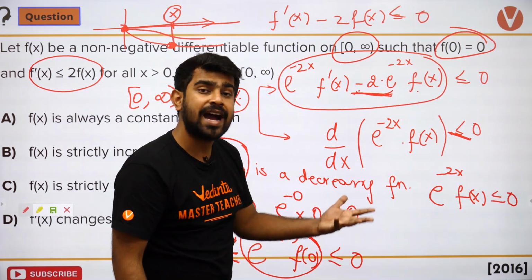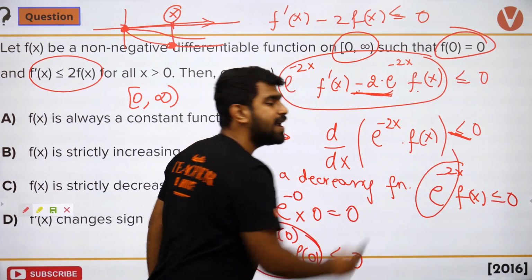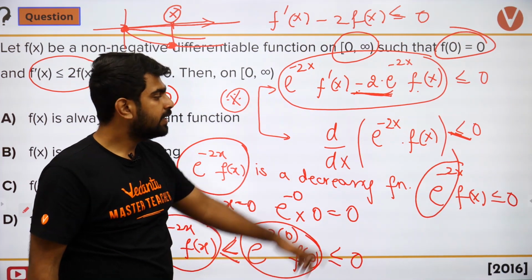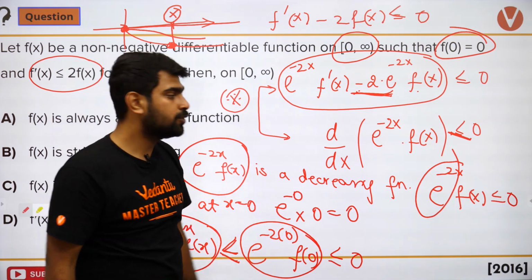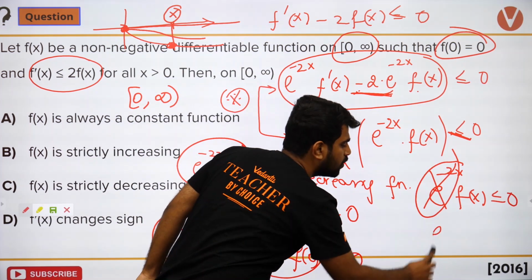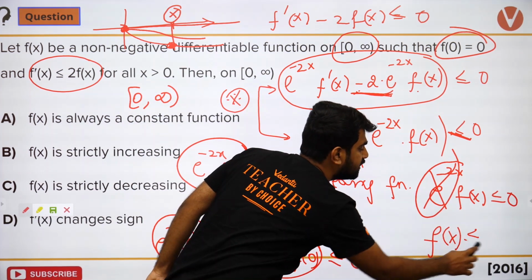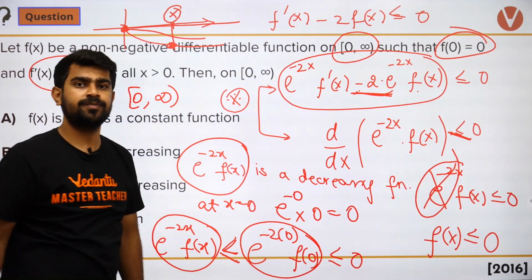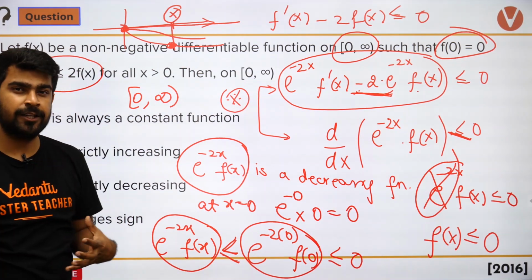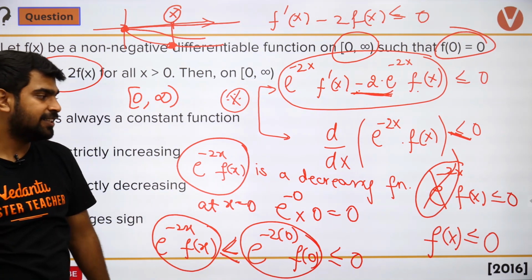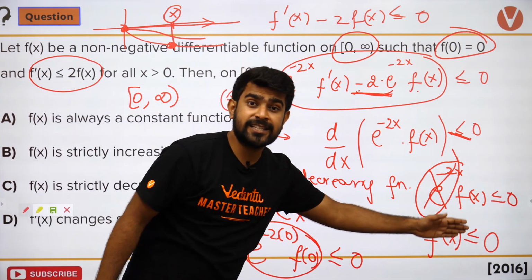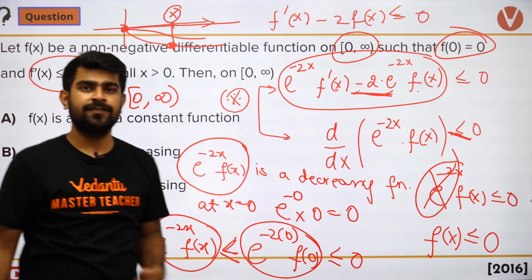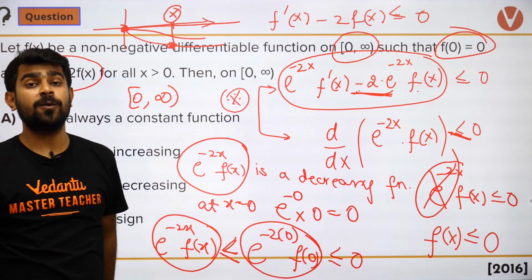And guys, we know that e to the power minus 2x is always positive. So I can neglect it. So what do I get? I get f of x is less than or equal to 0. That's a huge statement. Huge statement. Because the moment I get f of x is less than or equal to 0, I got the answer. We are just sitting right on top of it.